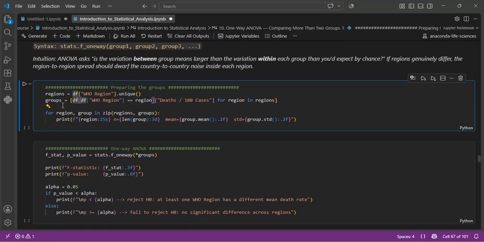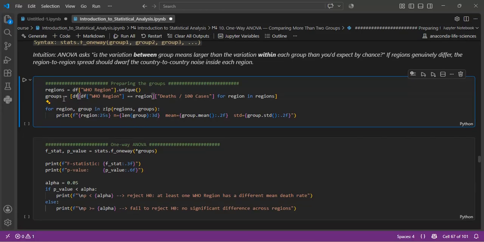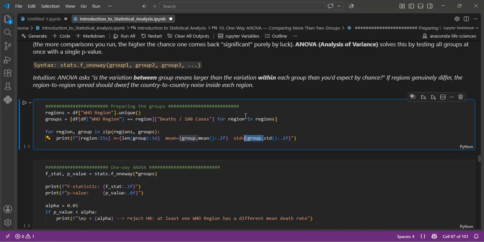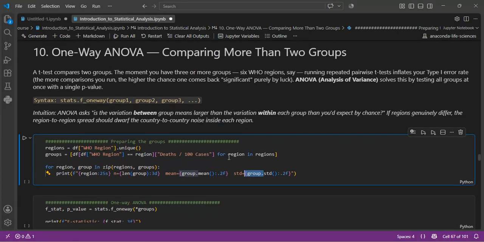And then since we have a list here, we can actually perform something wonderful. If you recall the zip function, which bundles two lists together, in this case we say for region, group in zip, providing the regions over here as well as the groups over here. What we are going to print is the length of each group, the mean value of each group, and the standard deviation. These are the values that we will use to perform one-way ANOVA.